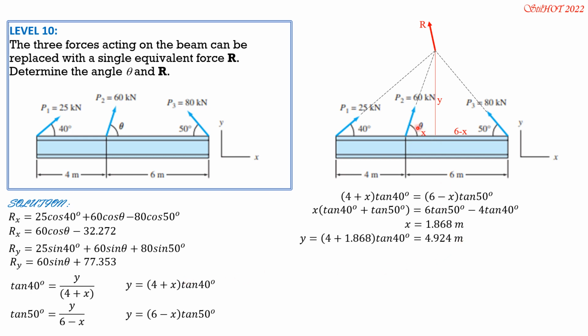We can now solve for theta. Tangent of theta is Y over X. Tangent theta is 4.924 over 1.868. So theta is 69.22 degrees.